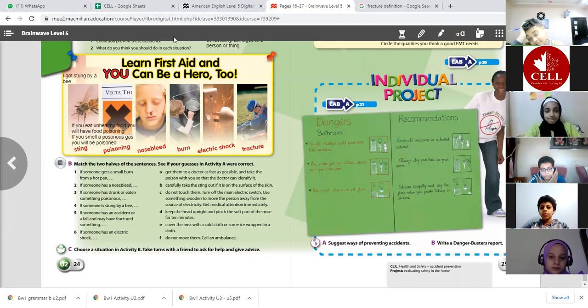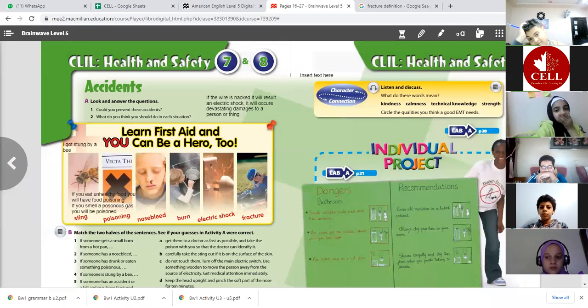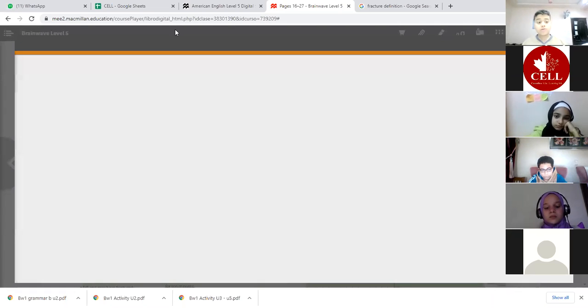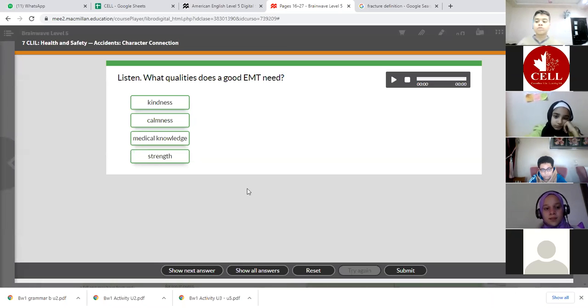Okay, dangers. Let's see what this is. It says listen and discuss. What do these words mean? Kindness, calmness, technical knowledge, and strength. So we're going to listen to the audio and see the meaning of kindness, calmness, technical knowledge, or strength. Let's listen 2 times, and then Mr. Salahuddin is going to ask his students.